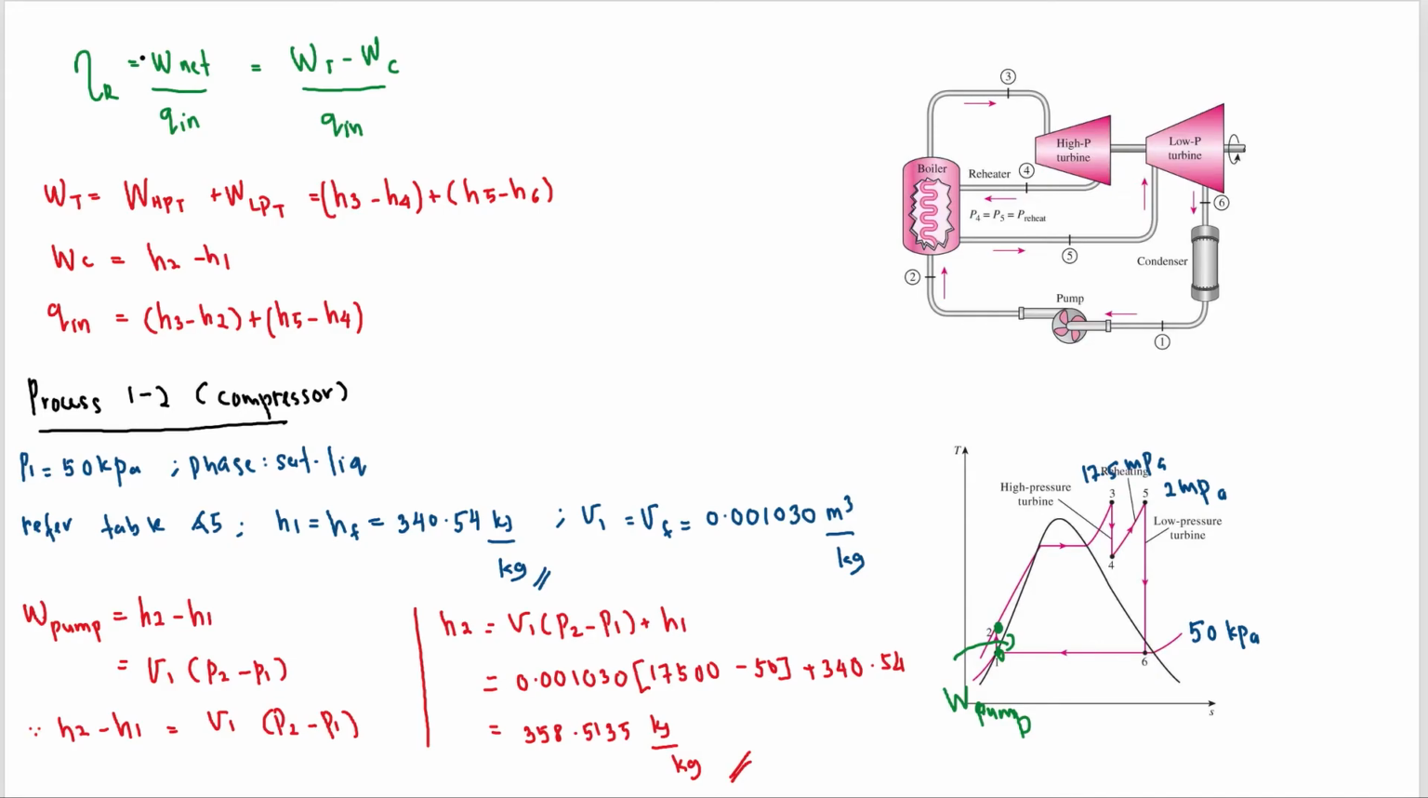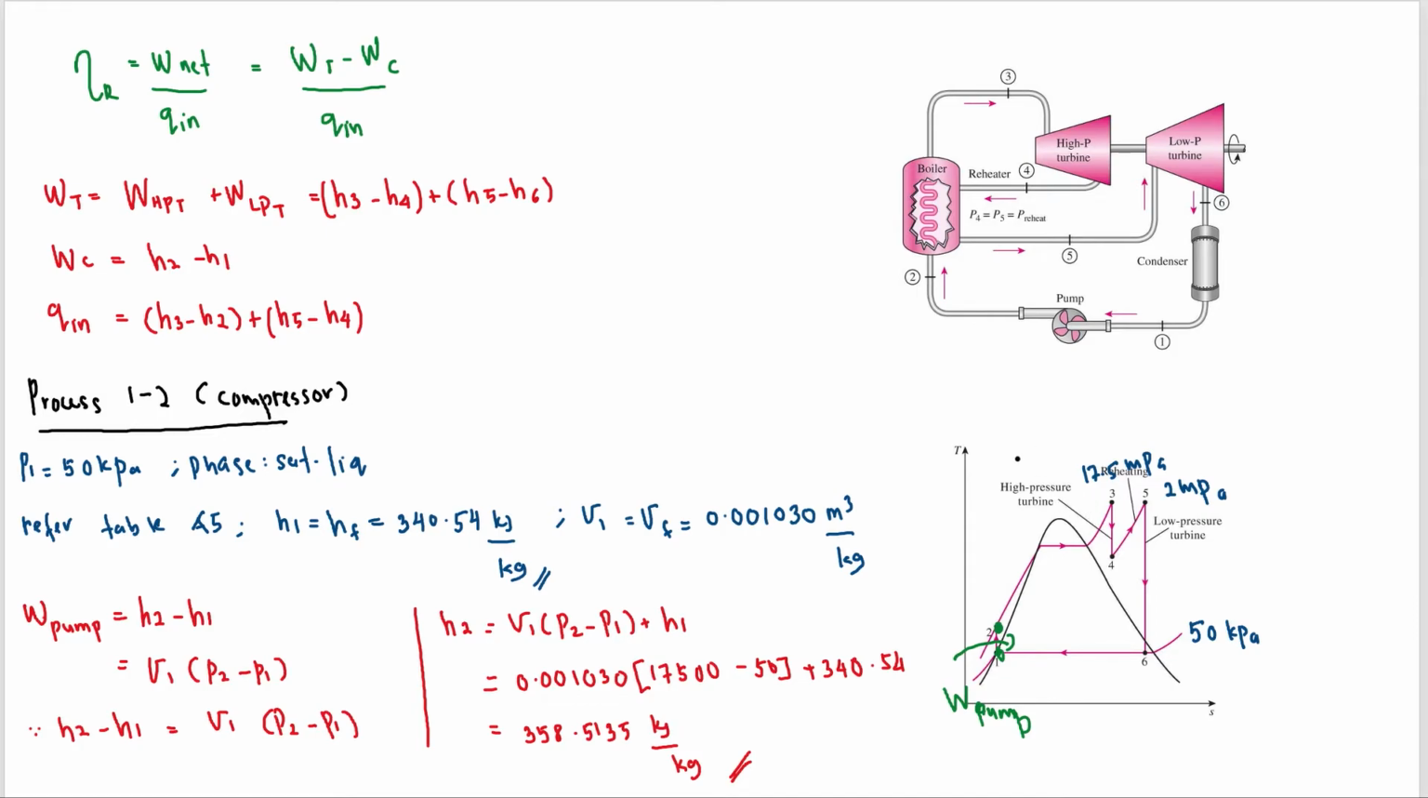Next we go on to the solution on how to find the thermal efficiency of the Rankine cycle. So we have this formula, η_R, which is thermal efficiency, equal to W_net over Q_in. W_net is work of turbine minus work of compressor, divided by Q_in. So this is the work of turbine, HPT and LPT. So W_T means the summation of work of high pressure turbine.